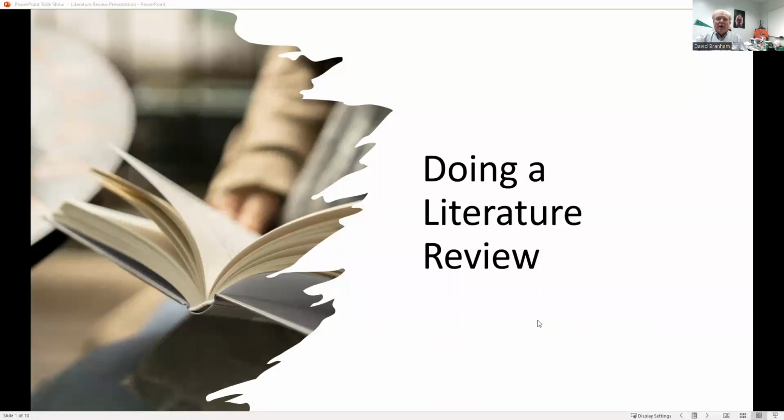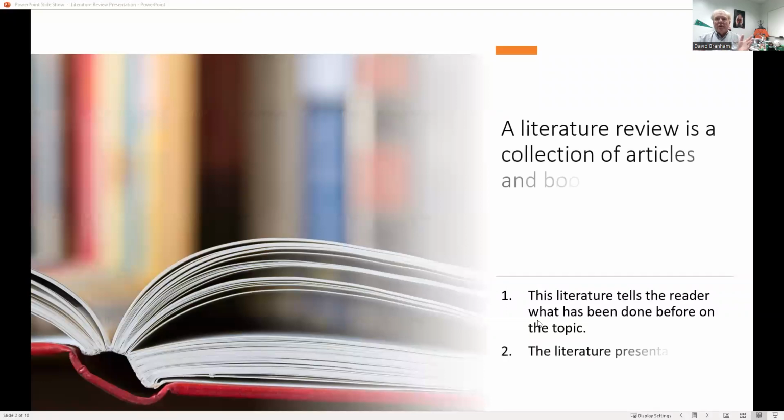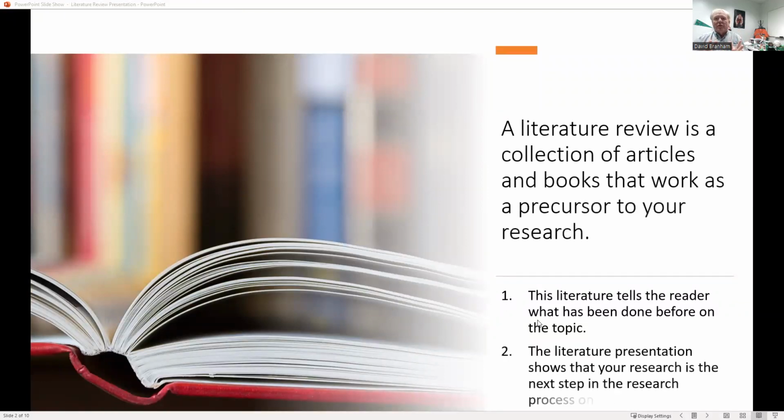As I said, this is about doing a literature review. And so let's just get right on in. One, a literature review is a collection of articles and books that work as a precursor to your research. So what you're doing is collecting the stuff that's been done before to show the reader what has been done up to this point. And then two, the literature presented shows that your research is that next step in the research process on the topic. So that's what this literature review is for.